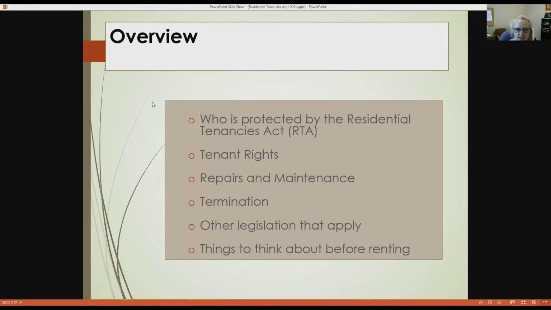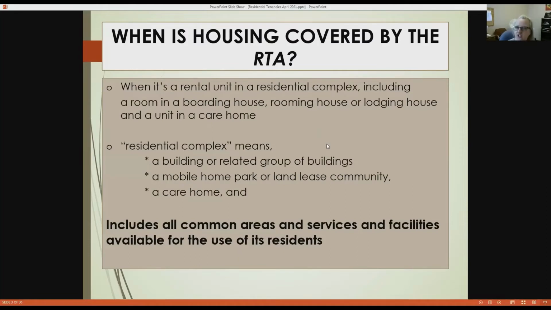So we'll start by just talking about the RTA, which is the Residential Tenancies Act, the piece of legislation that governs residential tenancies within the province of Ontario. Not everything is covered under the Residential Tenancies Act. Really, your apartment buildings, your residential complex, your standard areas are covered, but you are going to have some exceptions.